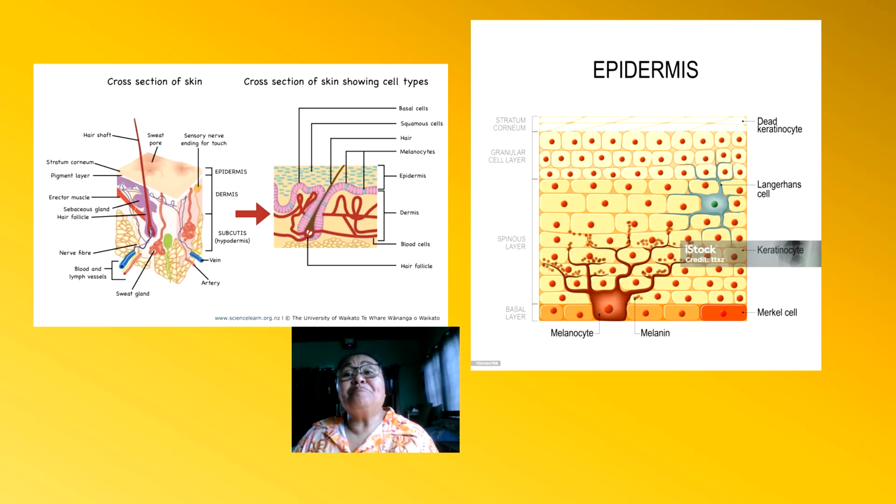So the skin is the largest organ of the body and serves as the first line of defense against physical injury, microorganisms, harmful chemicals, and ultraviolet radiation from the sun. It also helps regulate body temperature, prevents excessive water loss, provides sensation, and participates in vitamin D synthesis. So the skin has three main layers.